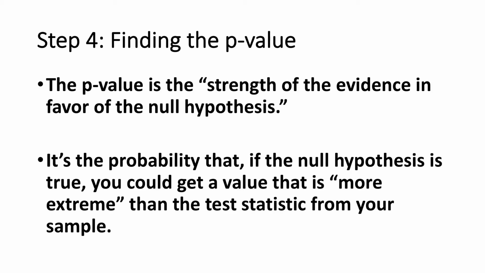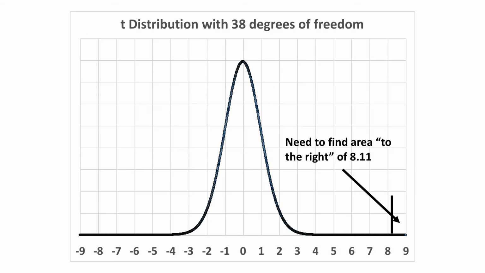The next step of a hypothesis test is to find the p-value that corresponds with the t-statistic you just calculated. A p-value provides an idea of the strength of the evidence in favor of the null hypothesis. It's a probability that, if the null hypothesis is in fact true, you could get a value that is more extreme than the test statistic that you calculated from your sample. To find the p-value, we'll go to a t-distribution with 38 degrees of freedom. We had a sample of 40 observations, and if you have a regression model with one explanatory variable, you have n minus 2 degrees of freedom, so that's 40 minus 2, so 38 degrees of freedom. And we need to find the area to the right of a t-statistic of 8.11.